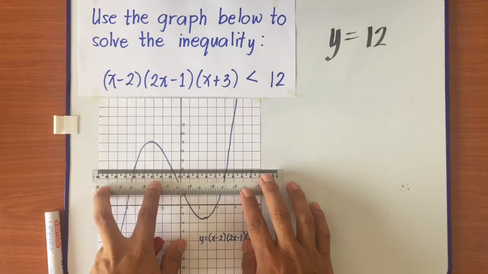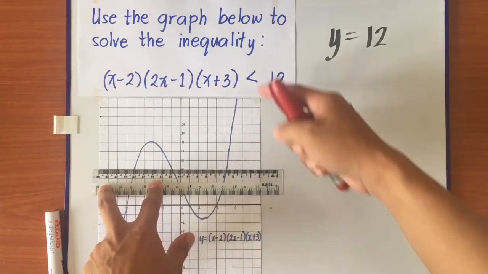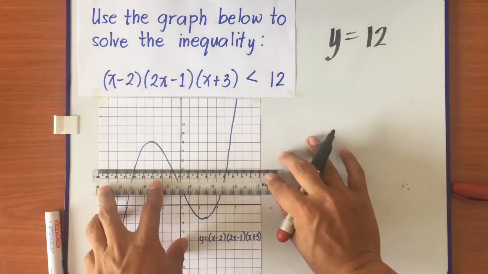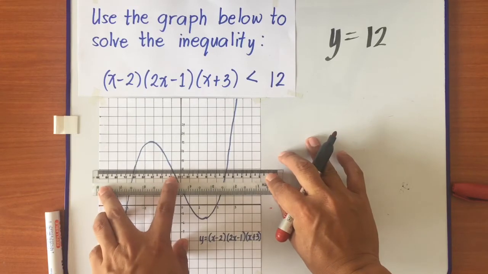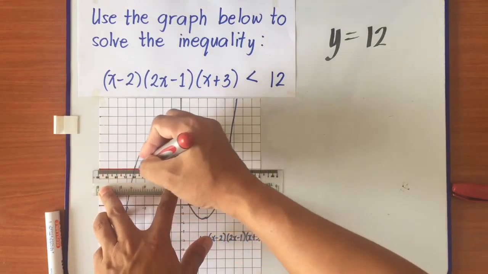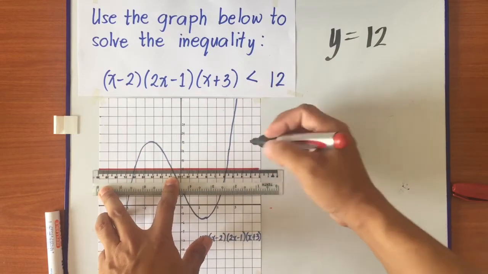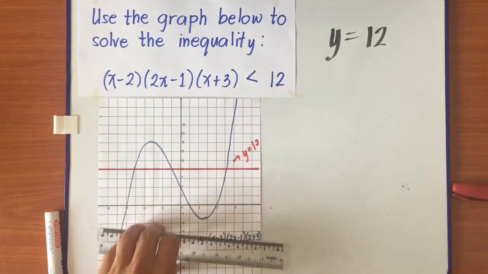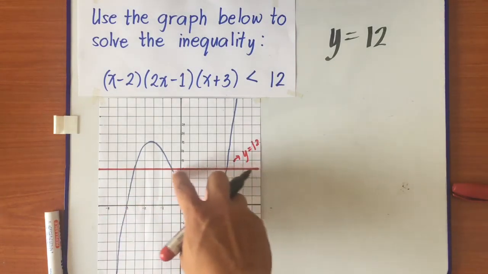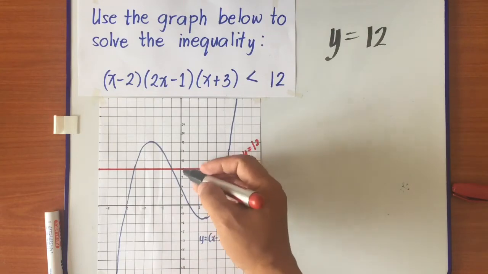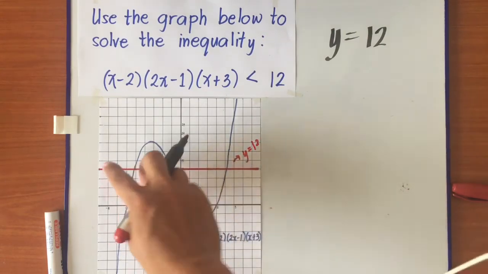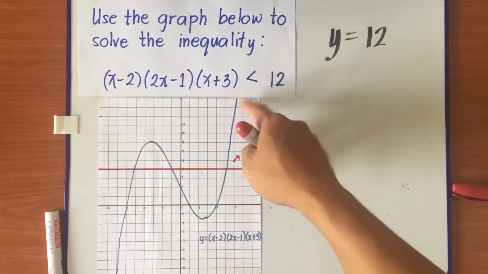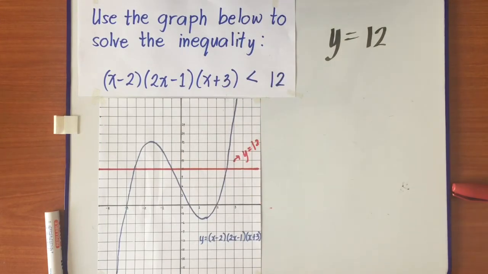Okay, and after drawing that, I will identify the values that are less than y is equal to 12, which means below the line y is equal to 12. So this line is y is equal to 12. Thus, since this is y is equal to 12, I am going to identify everything that is below y is equal to 12. Why below? Because it's less than. If it says greater than, then everything that is above y is equal to 12.